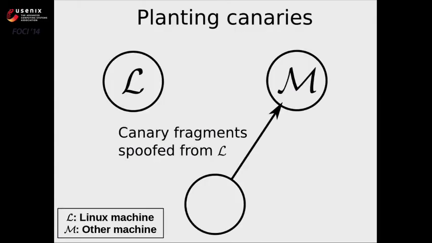So how do we measure these values? The first thing we do is we plant what are called canaries in basically our target machine. We call this the other machine M, and we call the Linux machine L in this diagram. So we plant these canary fragments on M. These are spoofed from L, and these are just sitting in M's fragment cache. We choose the IDs of these canaries very carefully, though, as we'll see in a little bit.